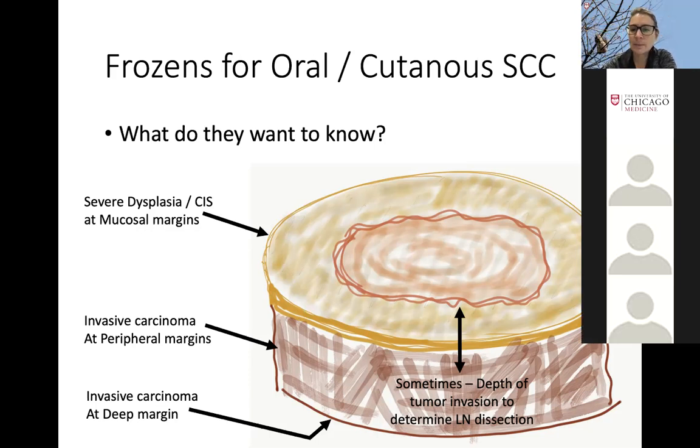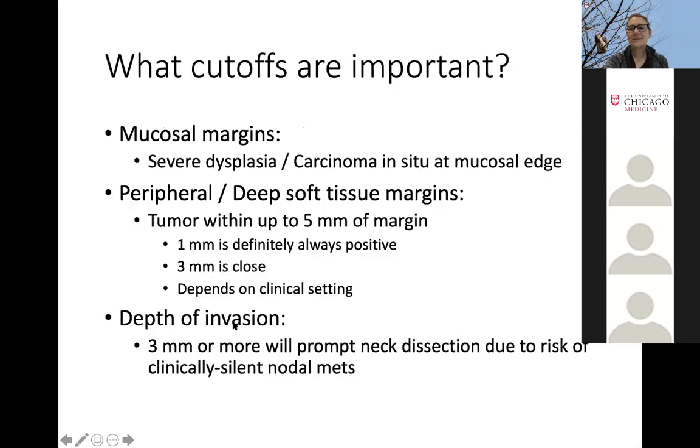And so I've simplified the ellipse with these drawings to maybe help us clarify what we're going to do. Sometimes they want to know the depth of tumor invasion in order to determine if the patient's going to get a lymph node dissection or not. Excuse me, let me get my water. So what numeric and conceptual cutoffs are important?